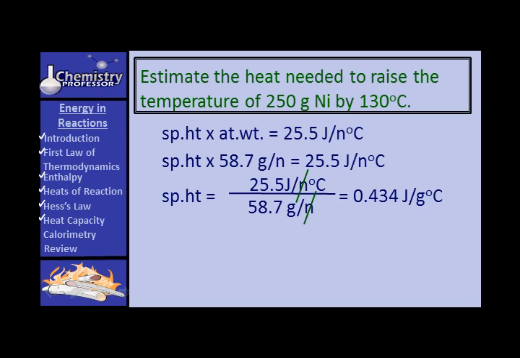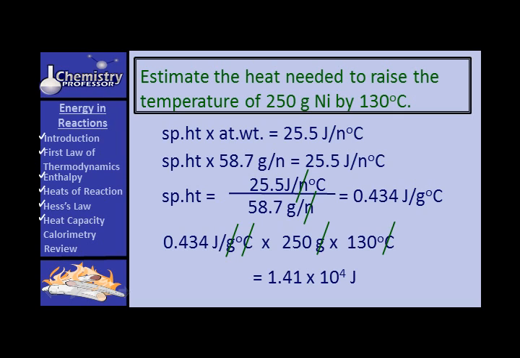Cancel your moles, and when you do, you come out with a specific heat of 0.434 joules per gram degree Celsius. In other words, it takes 0.434 joules to heat a gram of nickel 1 degree Celsius without changing its state of matter. So we take our 0.434 joules per gram degree Celsius, multiply it by 250 grams, and multiply it by 130 degrees Celsius. Grams cancel, degrees Celsius cancel, and we find that it's going to take about 1.41 times 10 to the 4th joules to heat that nickel. It is handy to know.